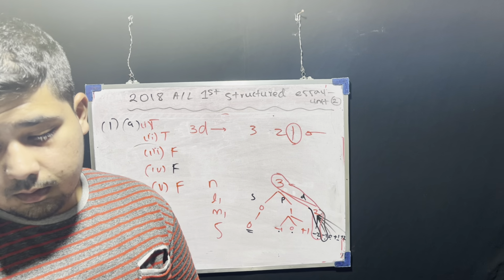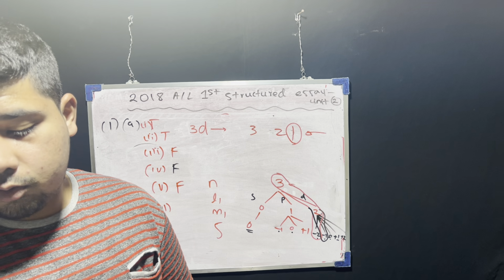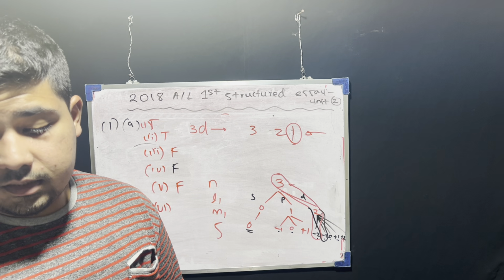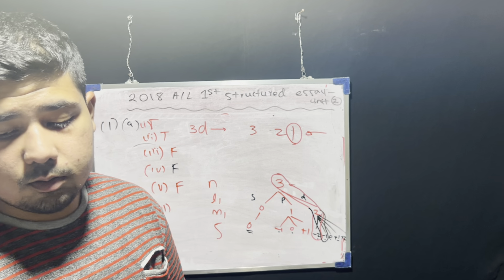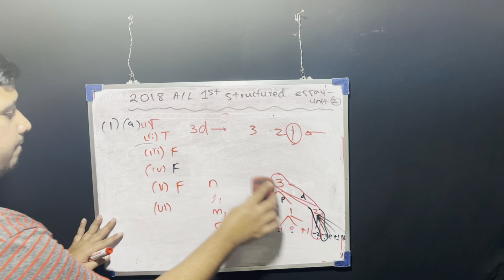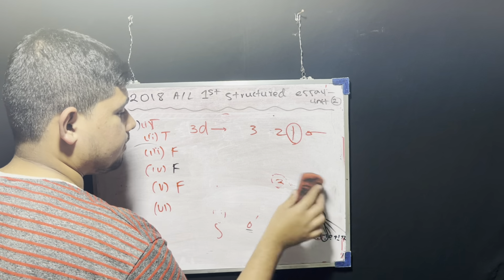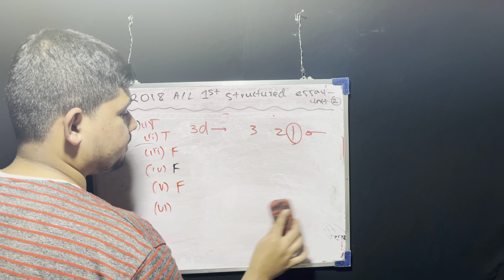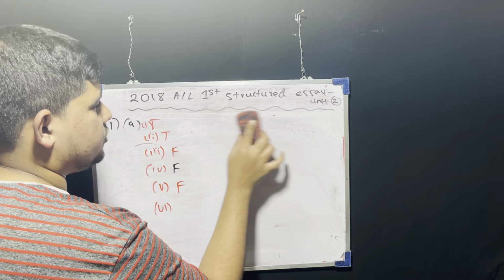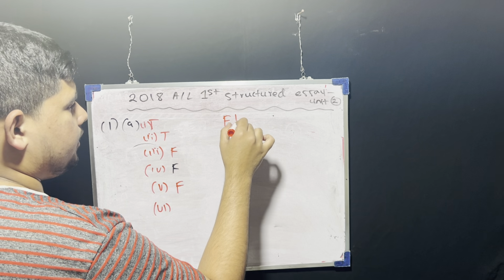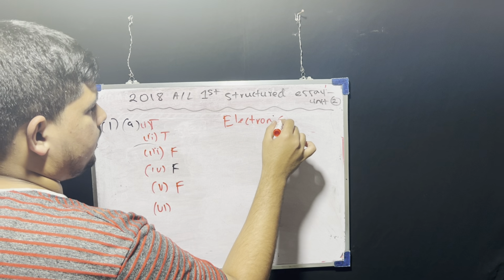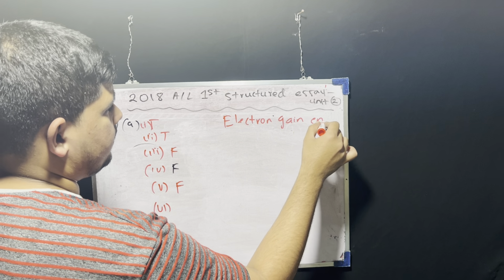Roman number 6. Addition of an electron to a gaseous phosphorus atom is an exothermic process, whereas for a gaseous nitrogen atom, it is an endothermic process. Now we'll see. What is this actually? This is electron gain enthalpy.